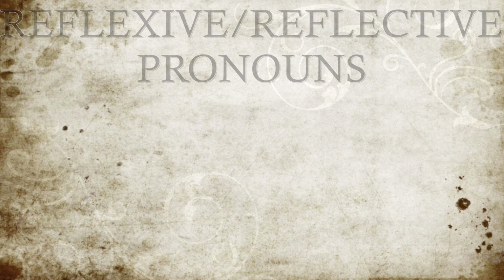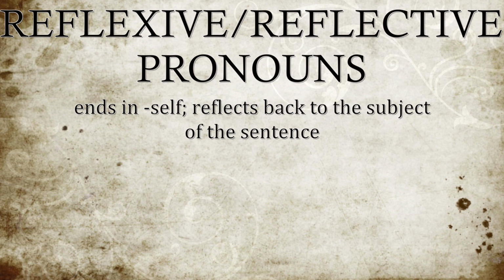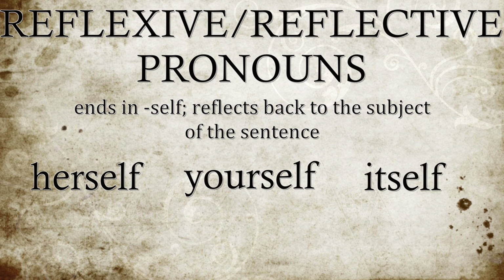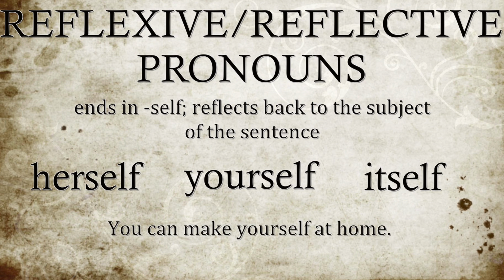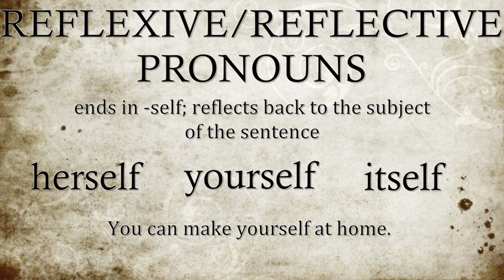We also have to discuss reflexive pronouns, okay? These are the words that are going to end in self, and what they do is that they reflect back on the speaker. Examples of this include herself, yourself, and itself. Here is an example of a sentence using a reflexive pronoun. You could say, you can make yourself at home. You is the subject. Yourself is that reflexive pronoun that's reflecting back on the subject, you.